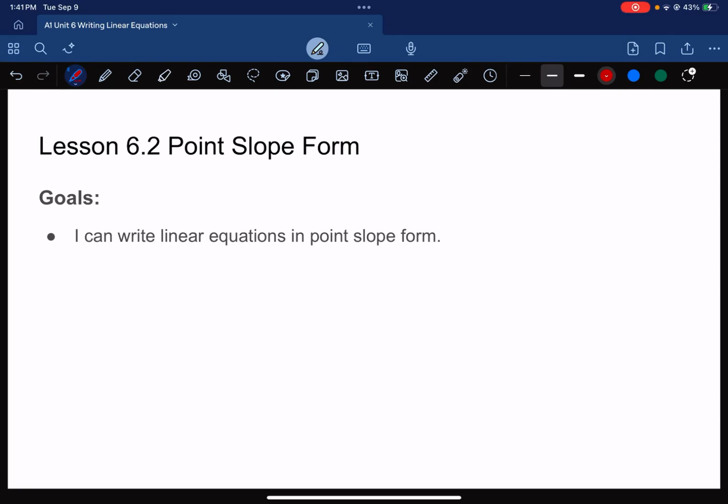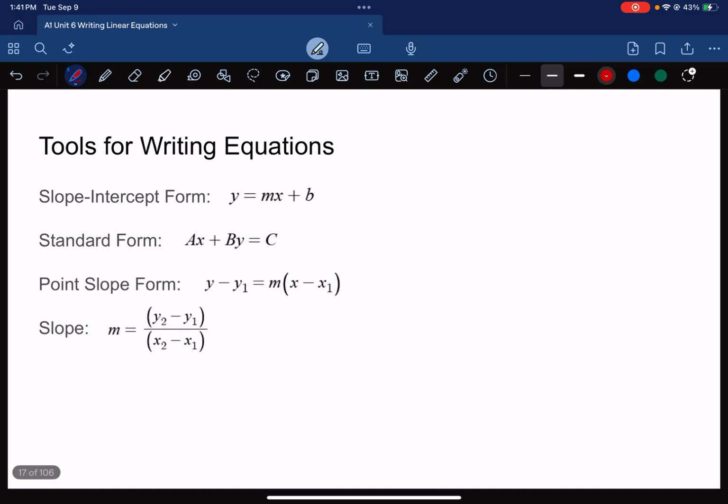This is lesson 6.2, point-slope form. The goal today is I can write linear equations in point-slope form. So remember, we've been looking at these tools for writing equations, and we studied slope-intercept form last time. And standard form is going to be for some story problems later, and that brings us to point-slope form on the list.